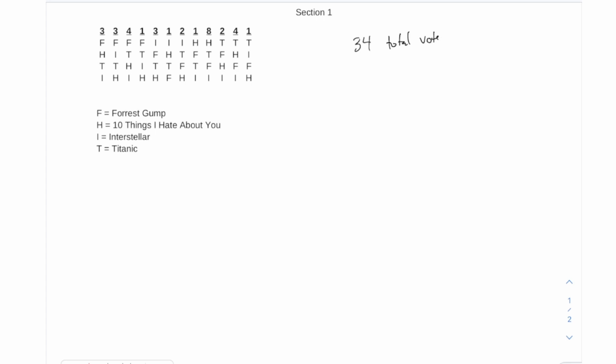34 total voters. That means that half of that is 17. So when it comes to deciding between two candidates, you need 18 to win. 17 is a tie, right? I'll just write that. 17 is half of that. All right. That's just going to help us to decide things.